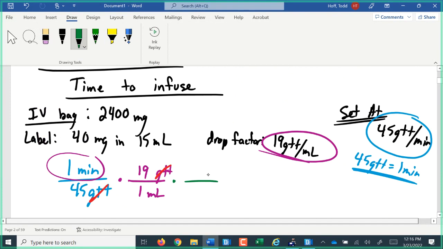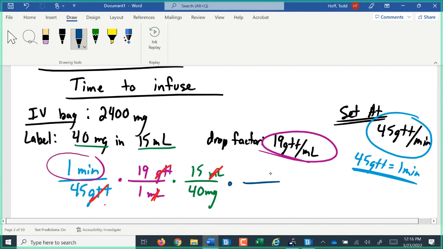We need to get rid of milliliters. Milliliters are on bottom, so I'll put it on top. Here we have 40 milligrams and 15 milliliters. So that's saying 15 milliliters is equivalent to 40 milligrams. The milliliters cancel out. We now have minutes per milligram.